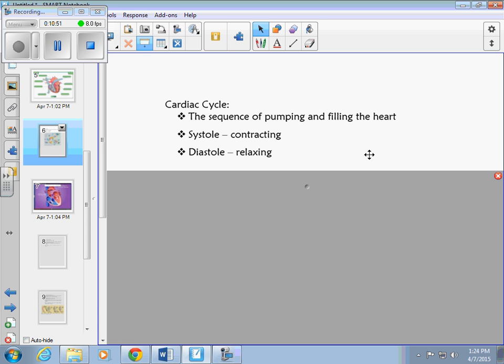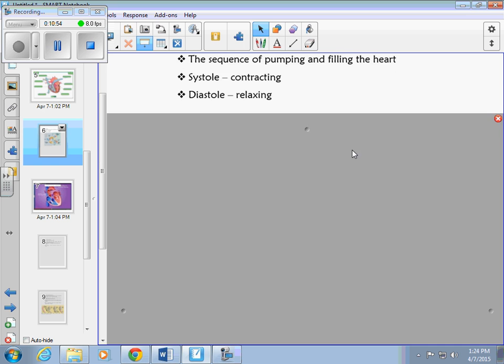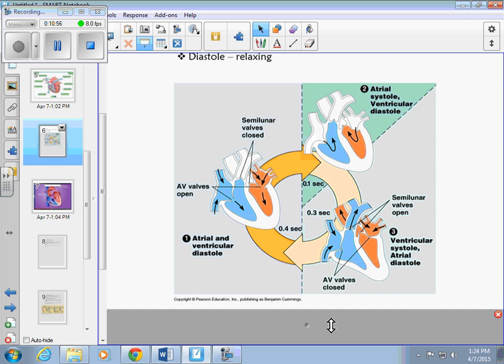And systole means to contract, and diastole means to relax. Now you have to fill in this diagram in your packet, and we're going to start over here with number 1. This is showing us the atrial and ventricular diastole, which means they are both relaxing, and as they relax, the AV valves are open and blood is going to pour in to both the atriums and the ventricles. Blood is coming in to every chamber. The semilunar valves are closed at this point, so nothing's leaving the heart, everything is just coming into the heart.